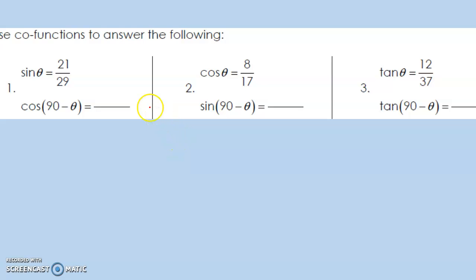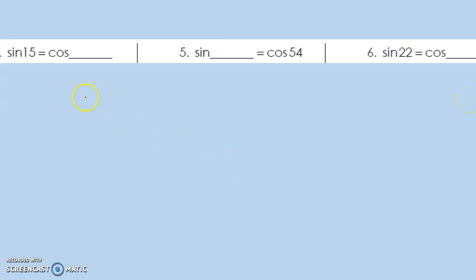Okay, so now if I'm looking at this, the sine of one acute angle is equal to the cosine of the other acute angle. Cosine of one acute angle is equal to the sine of the other acute angle. The tangent of one is equal to the reciprocal of the tangent of the other. Remember that they are always complementary angles, so sine of 15 would equal cosine of 90 minus 15, which would be cosine 75.